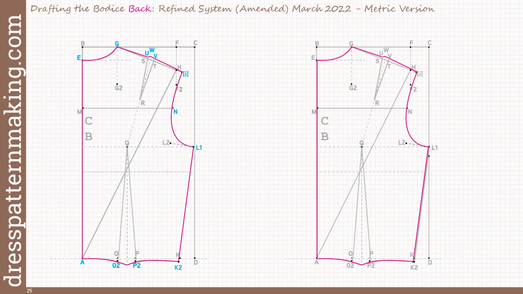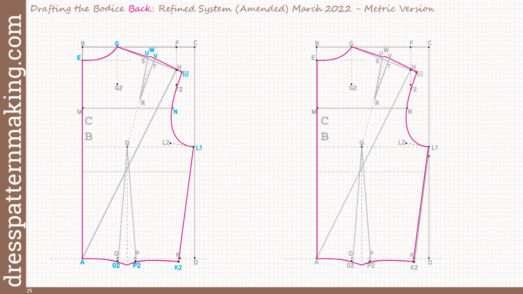On the left is the final shape of the moulage because it still doesn't have any ease, and the shape is from point A at the waist up to point E, centre back neck point, around the neck curve to point G at the shoulder, then to point I, through points U and V on the shoulder to point I, the armhole curve down to L1, down to the waist K2, and then the waist curve back to A. And on the right in pink is the shape without the emphasis on the points.